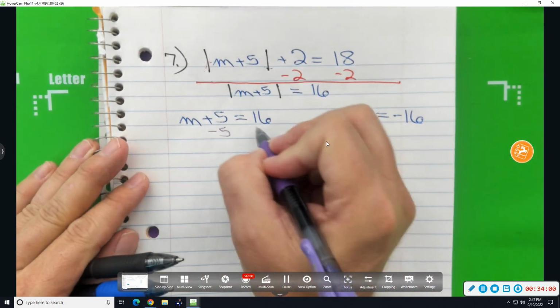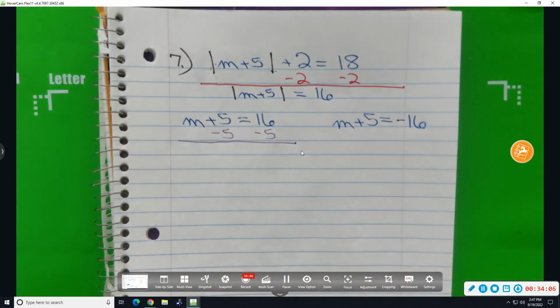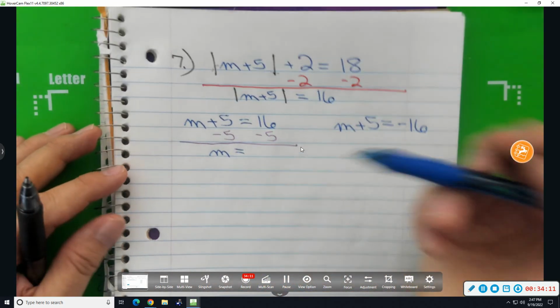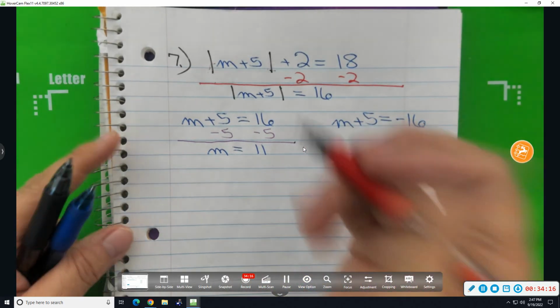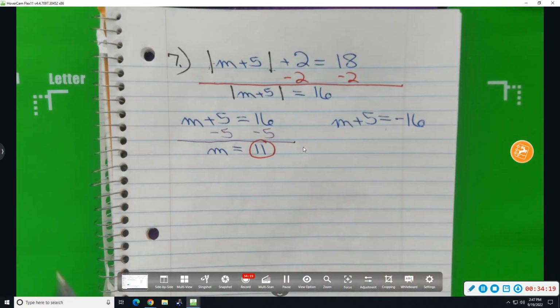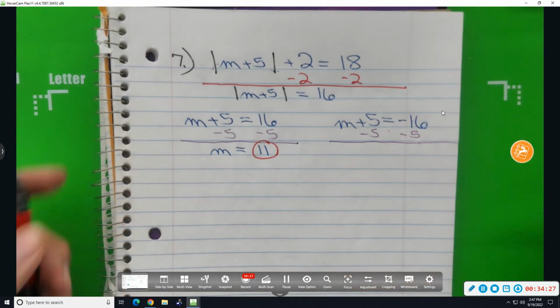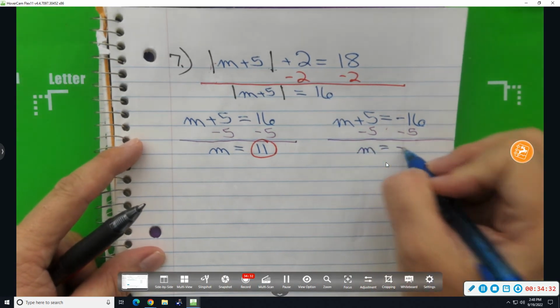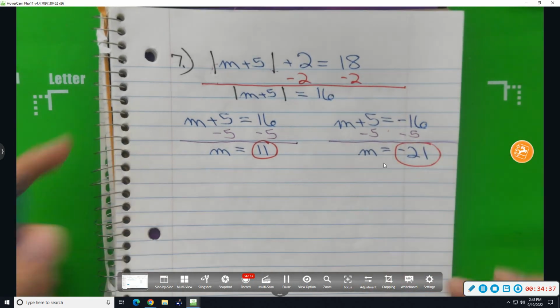Okay, what are we going to do here? Oh, wait a minute. We're not through yet. There's something else we need to discuss. And that gives me m equals 11. Okay, there's my first solution. Subtract again, okay. And that's going to give me m equals negative 21.